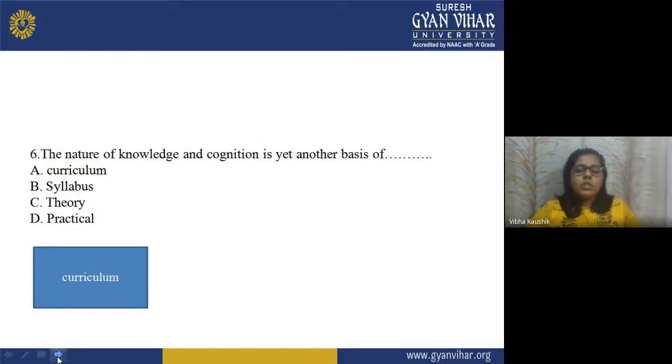Now, the sixth one: the nature of knowledge and cognition is yet another basis of what? The options are A, curriculum, B, syllabus, C, theory, or D, practical. So you have to choose the correct answer from the given options, that is curriculum, syllabus, theory, or practical.